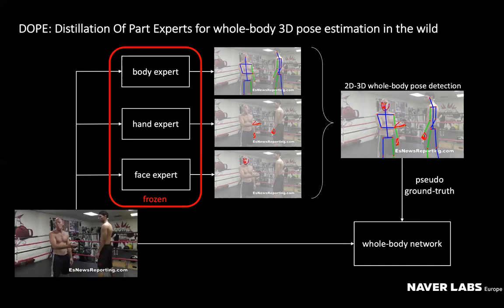Note that the experts are assumed to be already trained on dedicated datasets and are frozen when training the whole body network. We also employ a distillation loss to enforce our network to produce predictions as close as possible to the predictions made by the experts. In summary, we distill the knowledge of the part experts into a single network for the whole body pose estimation. Therefore, we name our method DOPE for distillation of part experts.